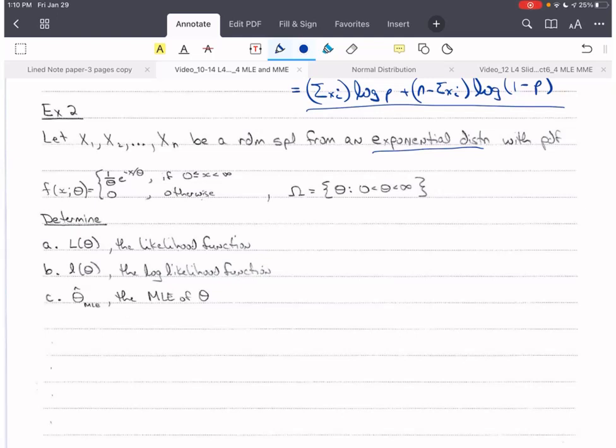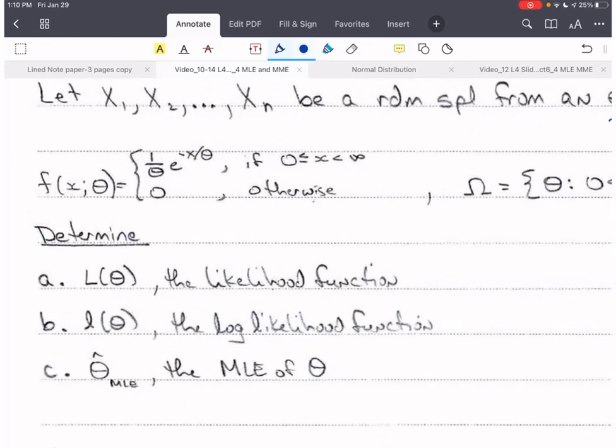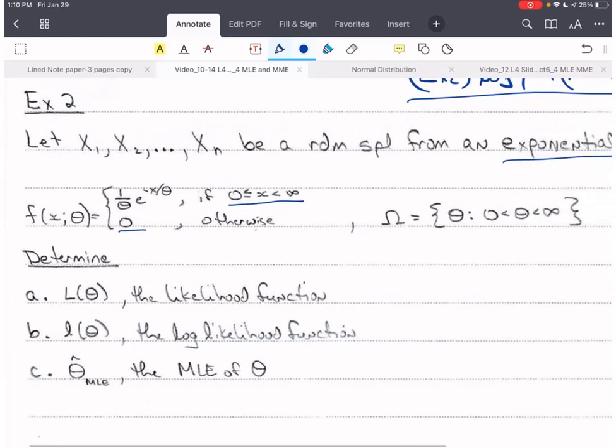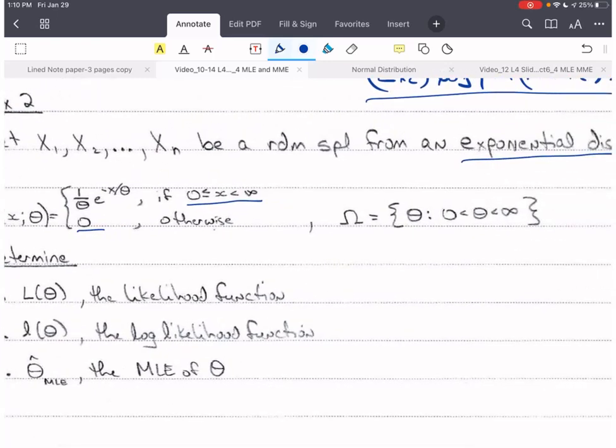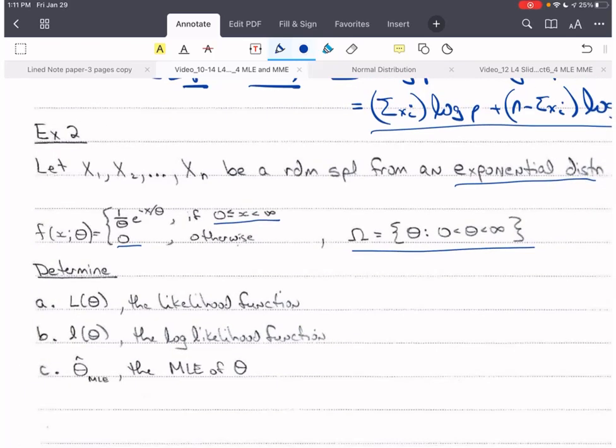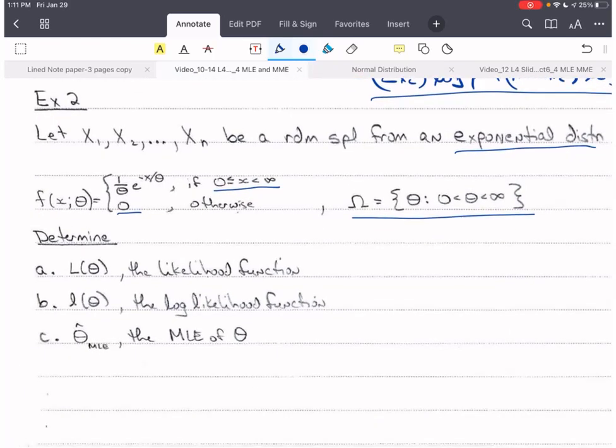So the exponential distribution with PDF f of x theta, and remember this is 1 over theta e to the negative x over theta as long as x is 0 or larger and it's 0 otherwise. Now it's important for us to put our parameter space in there, and so we write that in set notation, so please do that. So sigma is equal to the set of theta such that theta is between 0 and infinity. Theta is not 0. Okay? So for the exponential, theta equals 0 is not a case.